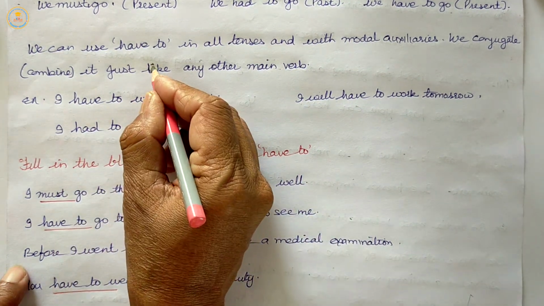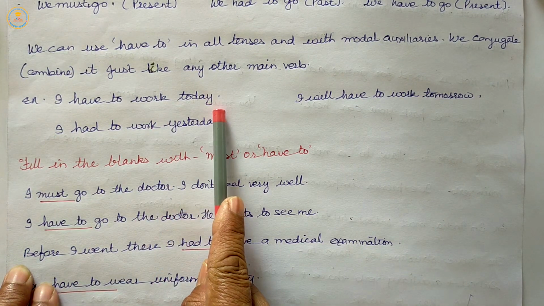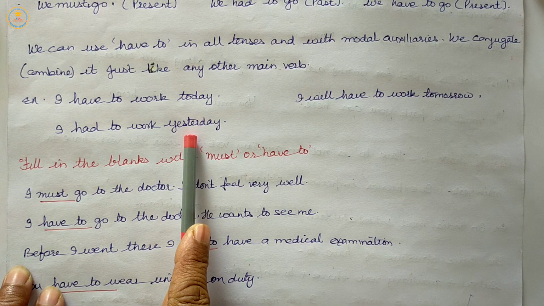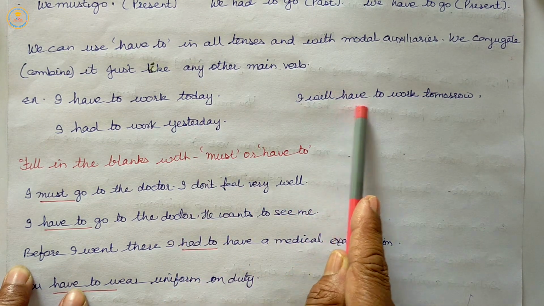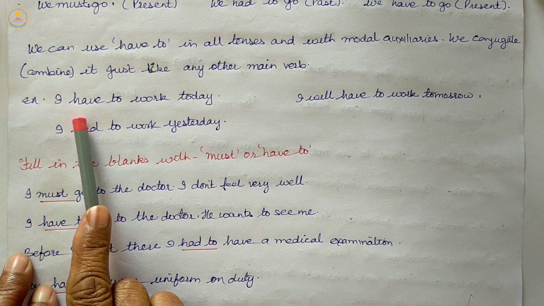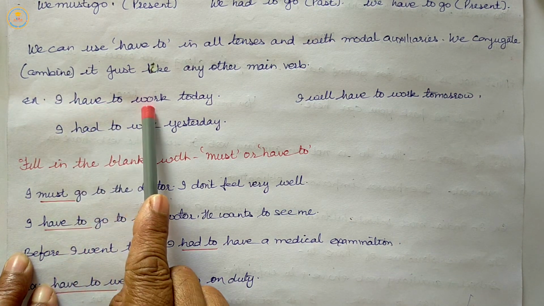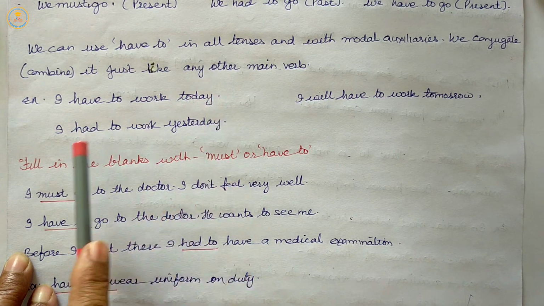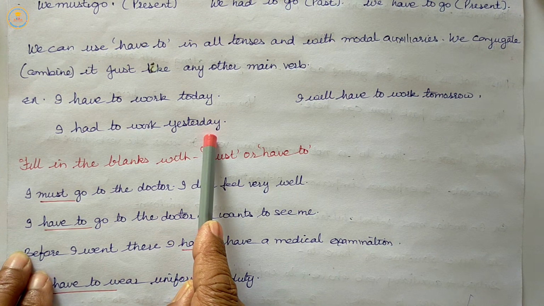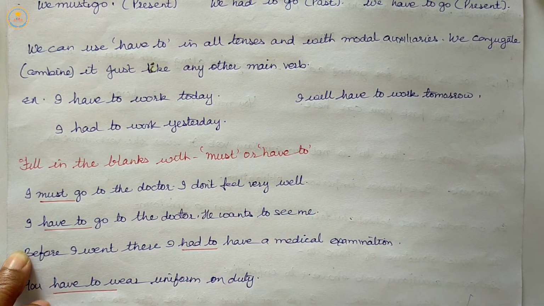Example: I have to work today. I had to work yesterday. I will have to work tomorrow. Listen, we can use have to in all tenses. Present: I have to work today. Past: I had to work yesterday. Future: I will have to work tomorrow.